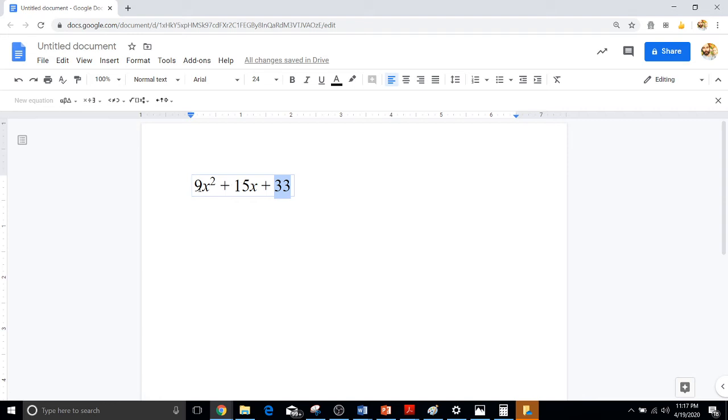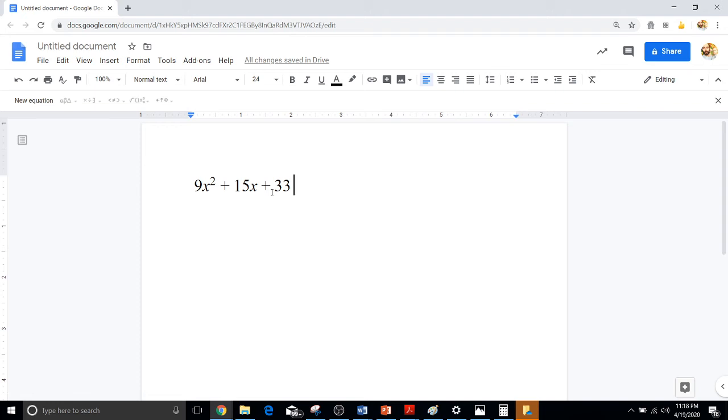The last thing that 9 is divisible by is 3. So let's see if that would work. Can we divide 9 by 3? Yeah. 15? You bet. 33? Absolutely. So we know we could definitely divide by 3.